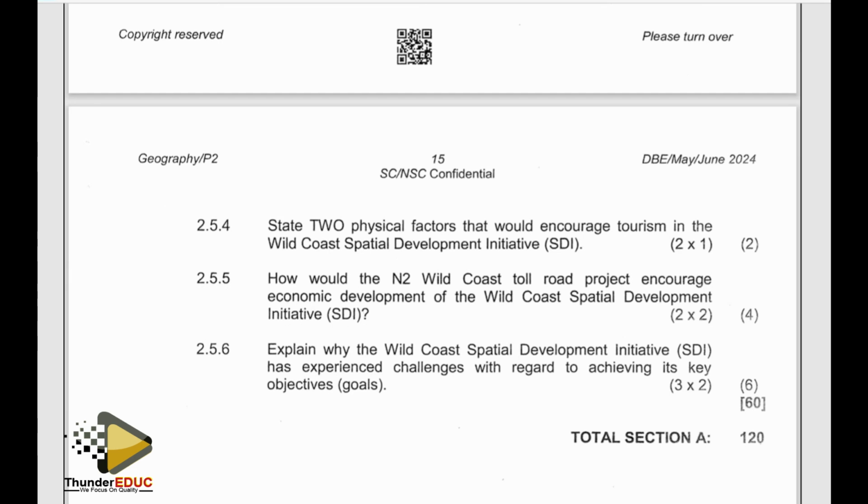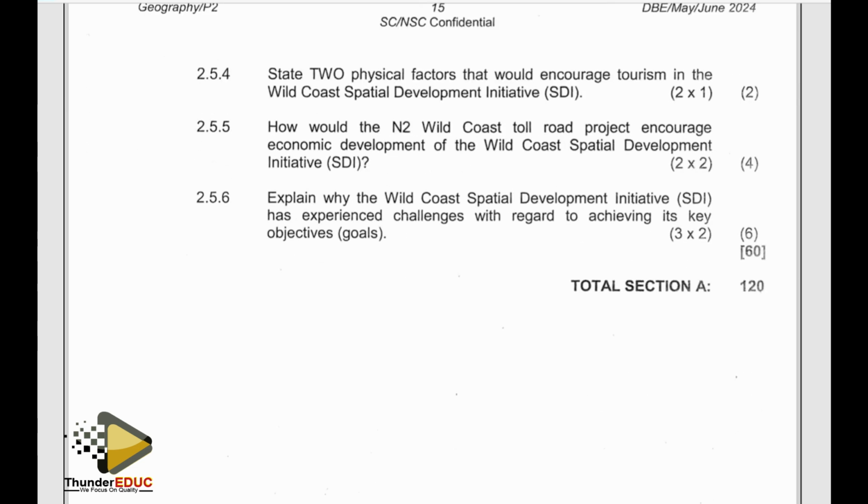State 2 physical factors that would encourage tourism in the Wild Coast Spatial Development Initiatives. What will attract tourists in such an area? Because it's also targeted for tourism and tourist activities. Right? If we check the area, we might tend to find that there are so many physical factors that can contribute towards the attraction of tourists in that particular area. That is question number 2.5.4. Right. 2 physical factors.